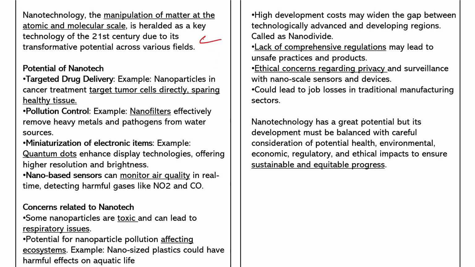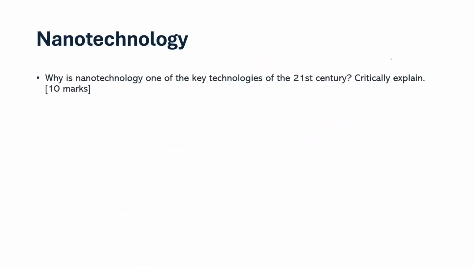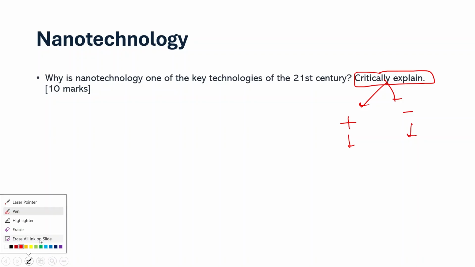First, we explain what is nanotechnology in the introduction. It's the manipulation of matter at atomic and molecular scale, and it is heralded as one of the key technologies due to its transformative potential. Then you write about the potential of nanotechnology. So why are we doing this? Because they are asking you to critically explain. So you have to write about both positives and negatives. In the positives you are writing the potential, and in the negatives you will be writing about concerns.